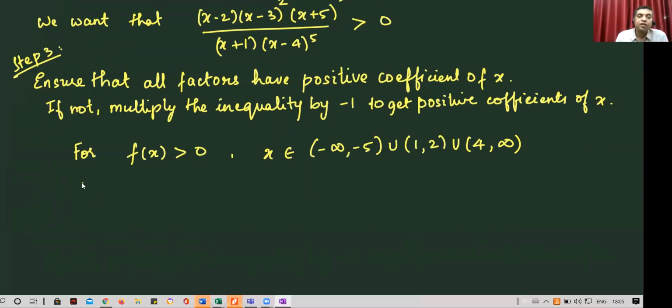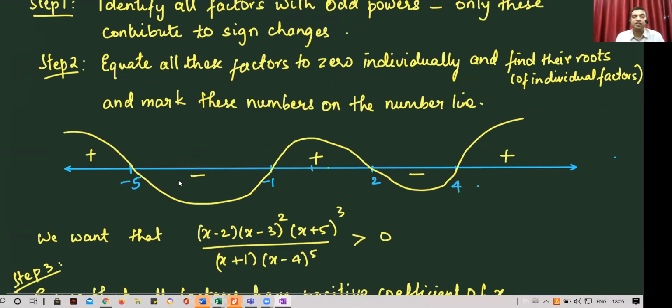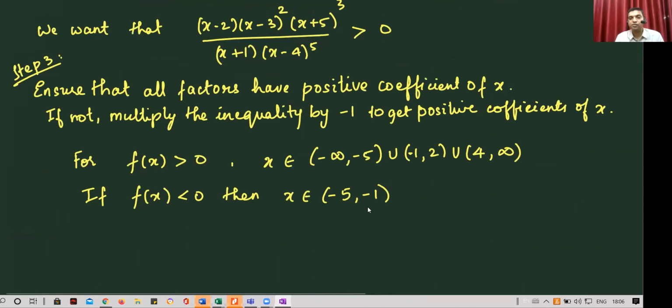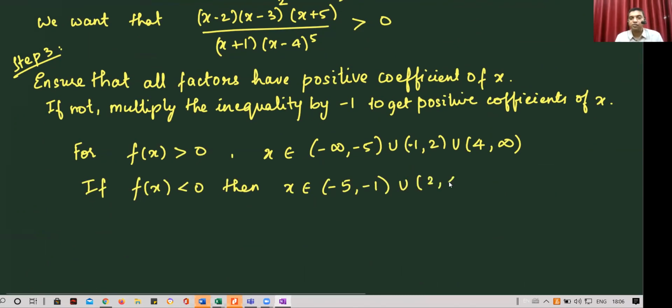Now, if f of x is negative, then x belongs to this region, -5 to -1, union 2 to 4. Sorry, -1. Okay. So this is the way we do. This is the standard method to do for any polynomial. This is applicable to quadratic equation also.